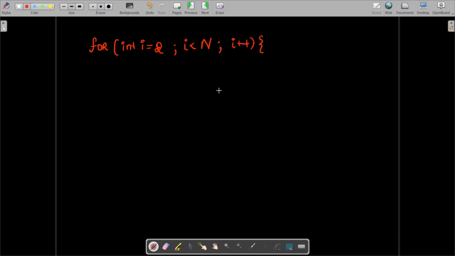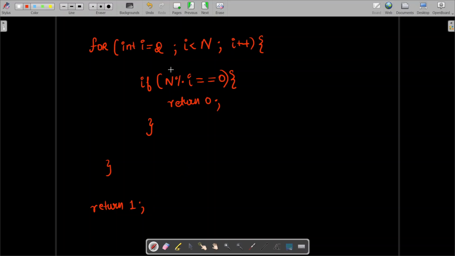I'm writing a function for that. Suppose if n modulo i equals 0, what should I return? If it is there, it means it's not a prime, because we found a factor for it. So suppose we return 0 for not a prime, and return 1 if it is a prime.